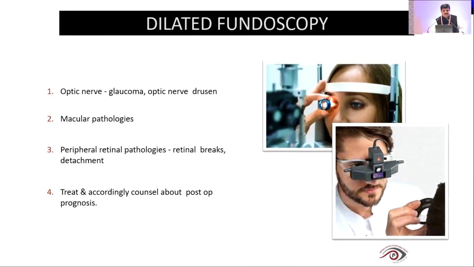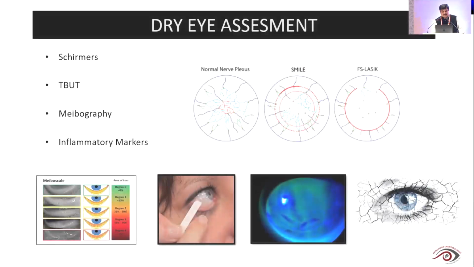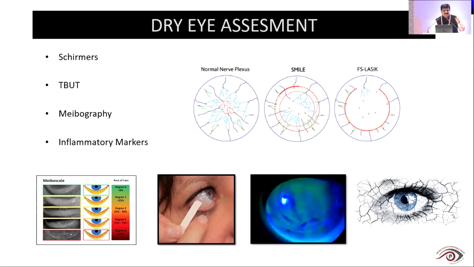Dilated fundoscopy is very important. You need to look at glaucoma, the macular pathology, and peripheral retina pathology. Always look for retinal breaks. Treat the peripheral retinal breaks accordingly. Counsel about the post-op prognosis also. So dry eye assessment is very important with all these tests. For every patient you have to do Schirmer's, TBUT, meibography and inflammatory markers.